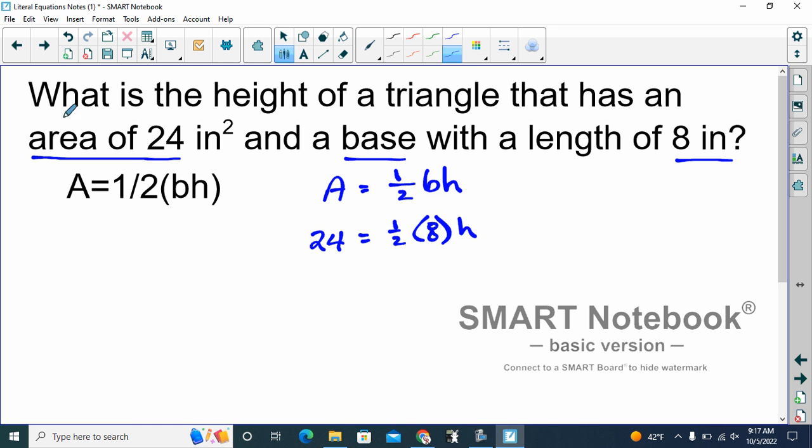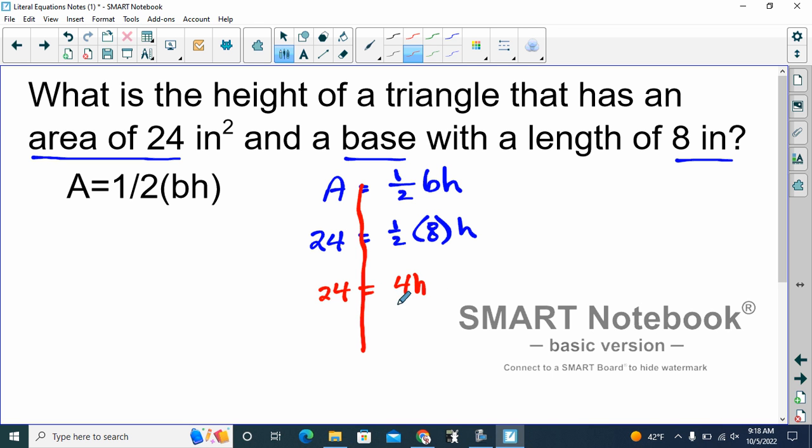The question asks, what is the height? So we should find height. We were looking for h. So we have an equation. We should be able to solve this equation. Right now, on this side of the equal sign, it says 1/2 times 8 times h. Well, 1/2 times 8, half of 8 is 4. So I have 4 times h equals 24.